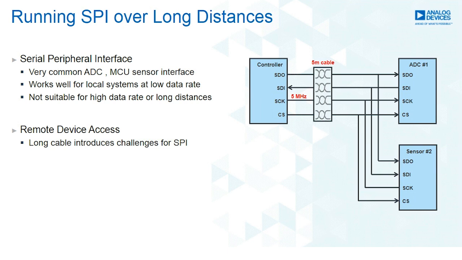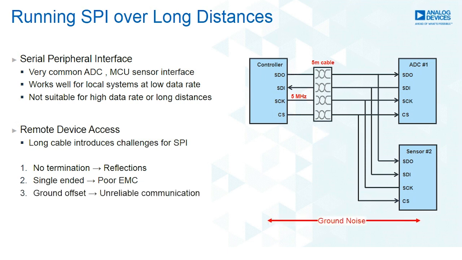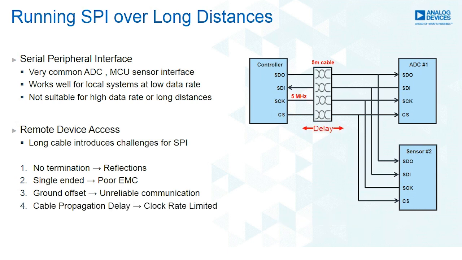The challenges of SPI are that it's not designed for use with a cable. Therefore, at high clock rates, the cable will act as a transmission line, and you will get reflections which can disrupt communication. SPI is single-ended, which inherently is poor for EMC. It both produces EMI and is also susceptible to external noise. In SPI, there is no tolerance for ground offsets between the processor and a remote sensor, which can cause communication to fail completely. And the cable itself adds propagation delay, which will reduce the timing margin in SPI and limits the maximum clock rate.